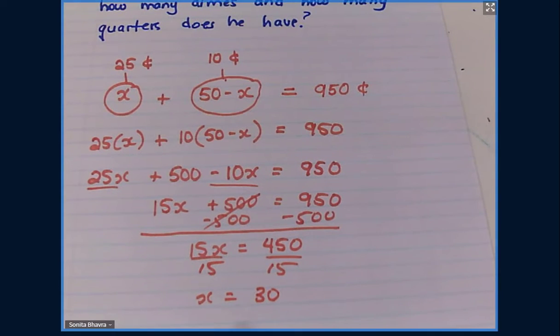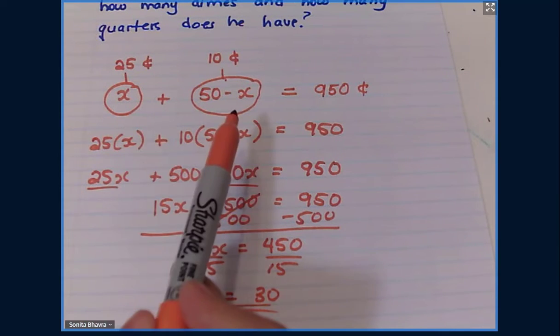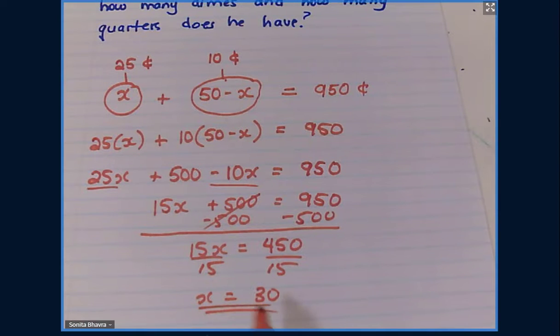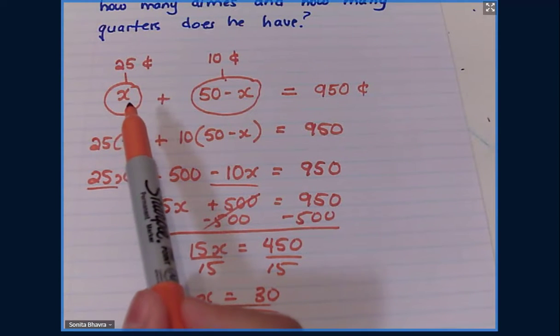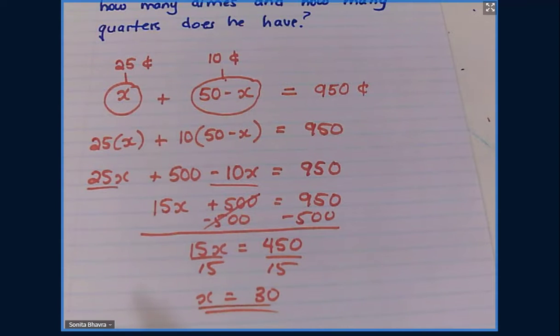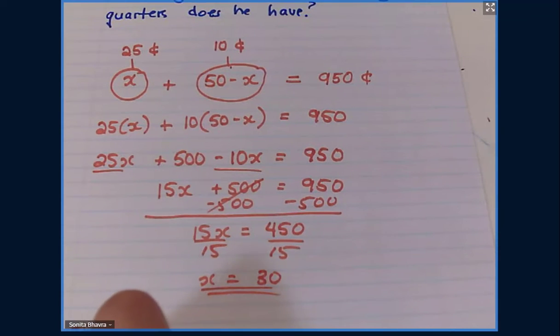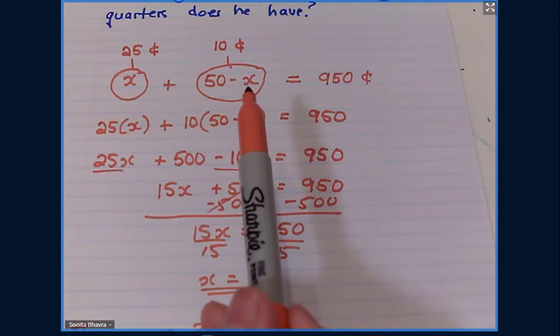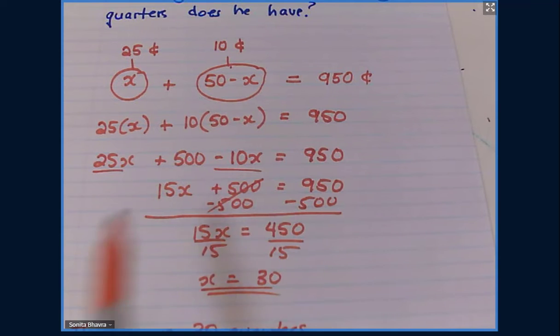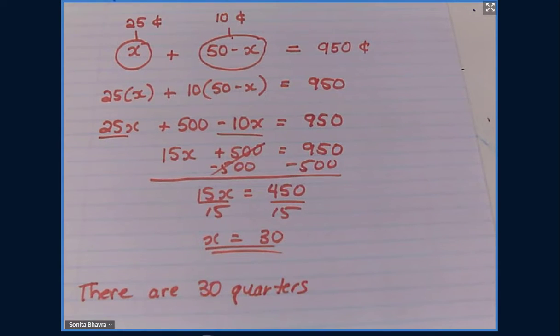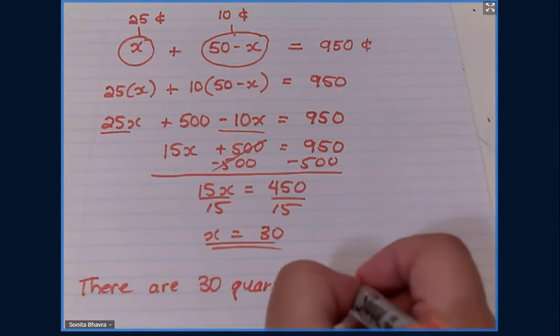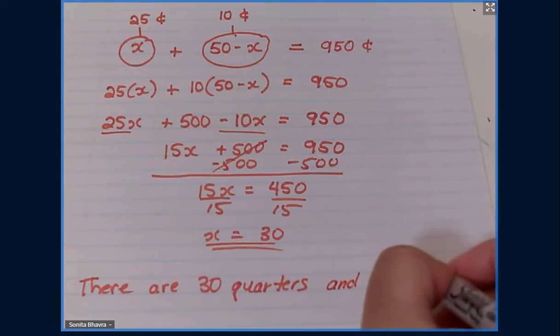All right, so x is equal to 30, but what does that mean? You have to go back up to your original statements that we made. Since x is equal to 30 and we called our quarters x, that means there are 30 quarters. And for dimes, it's 50 minus x, so 50 minus 30, which is 20. So there are 30 quarters and 20 dimes.